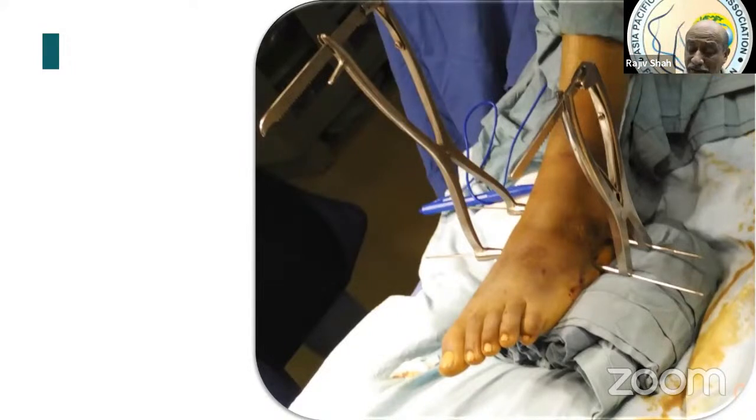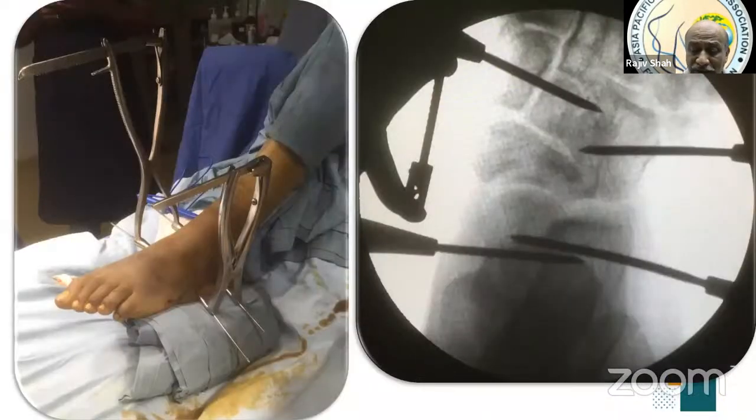As I have spoken earlier, I like to position the patient in what I call a flat foot position, so that my straight imaging is in the plane of the midfoot, and I put a bump underneath so that my lateral image is not obstructed by the opposite leg. So this is the kind of image you would be able to see.